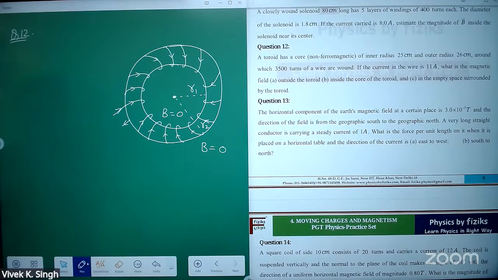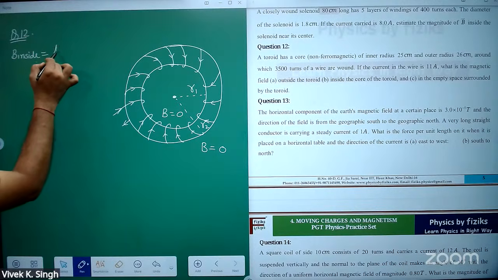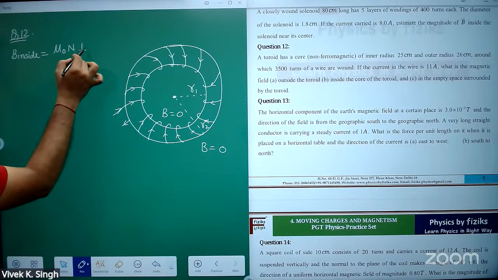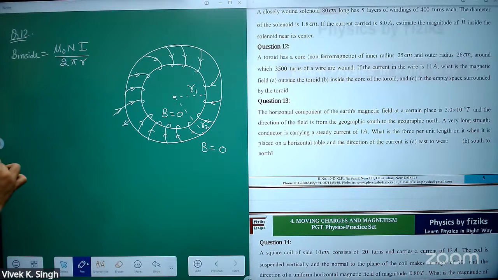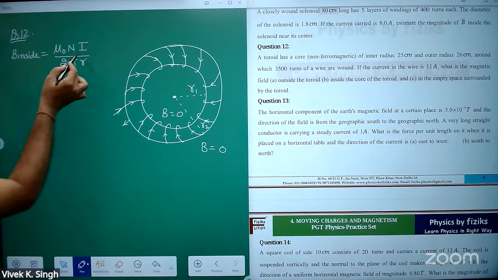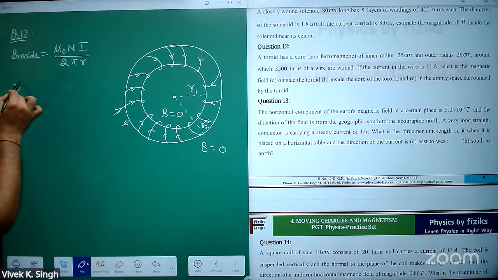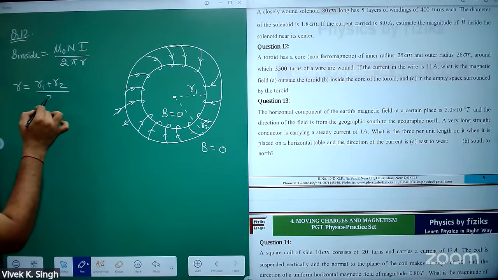Question number 12. So that is given by B inside. It is given by mu naught N i by 2 pi r. And here this 2 pi r is the average length. R is given by R1 plus R2 by 2.